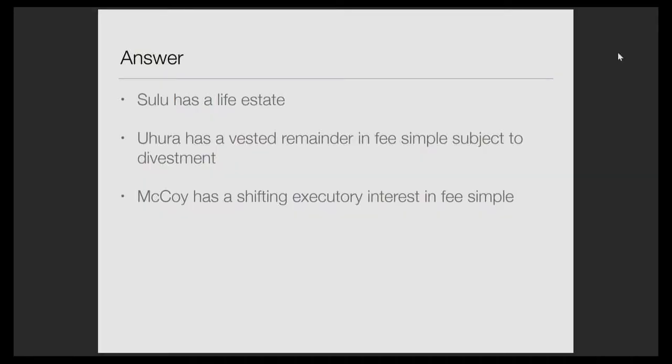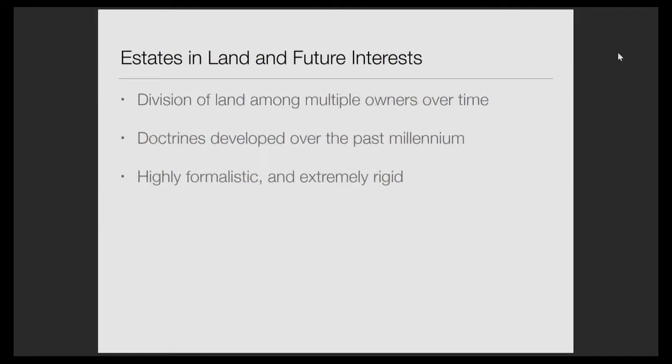This is the kind of problem that first-year law students get in the unit on future interests in their property course. And if you have been to law school and you had a reasonably traditional property course and you remember all of this years later, you would know that Sulu has a life estate, Uhura has a vested remainder in fee simple, but it's subject to divestment because should she marry, then McCoy's shifting executory interest in fee simple will cut off her remainder in fee simple. And students learn these interests by drills.